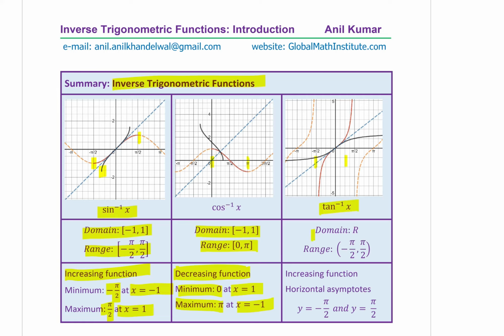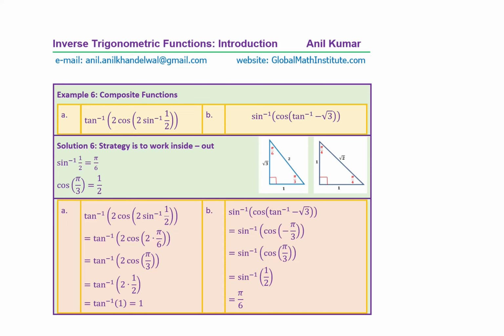Tangent inverse function has a domain of all real numbers, range being from minus pi by 2 to plus pi by 2. They are not included. It is an increasing function which has horizontal asymptotes y equals minus pi by 2 and y equals pi by 2. So I hope that summarizes. Now let us combine these functions and then work with the composite functions.